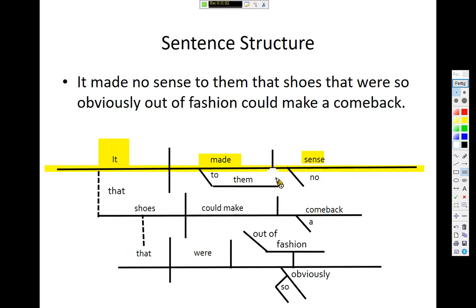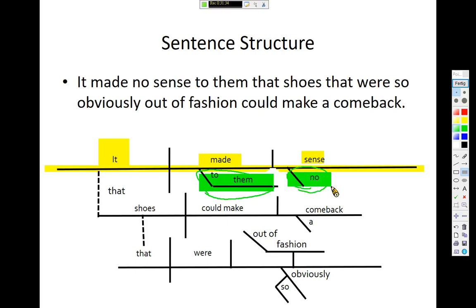Okay, so it made sense. Sense, what kind of sense? No sense. So that's why we have a modifier here, right? No is used to modify sense, so it's put under with a backslash. And made no sense to them is a prepositional phrase to modify made. So basically, declaration and declaration, right?